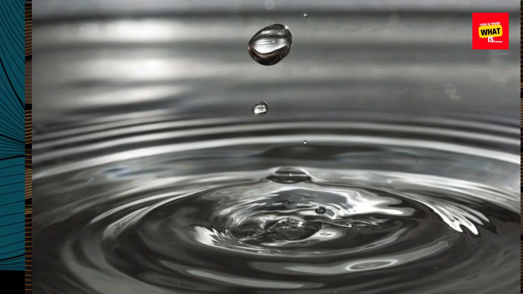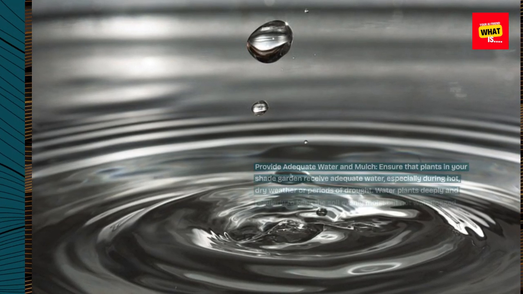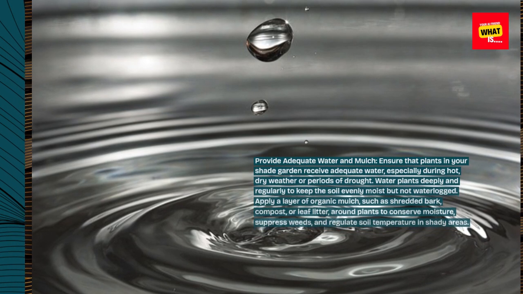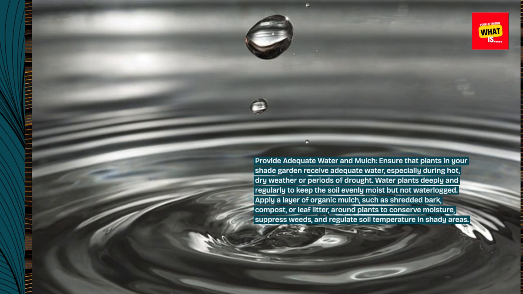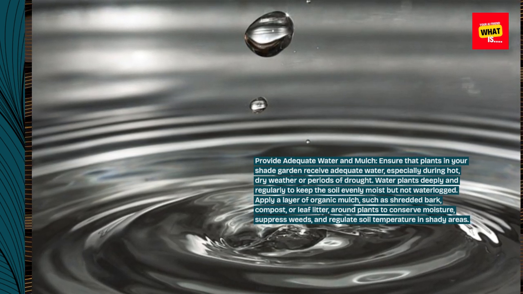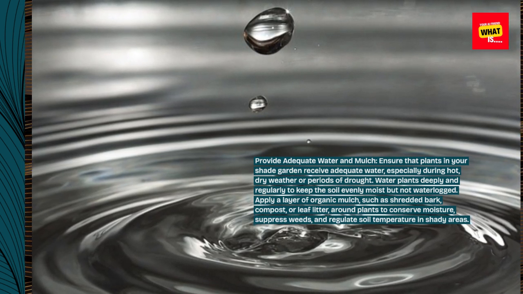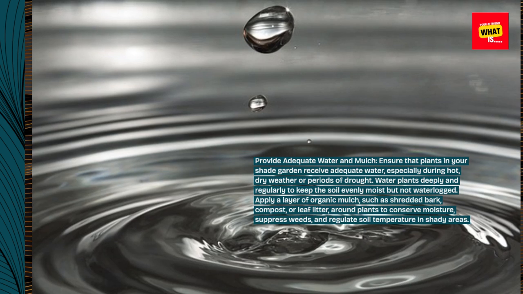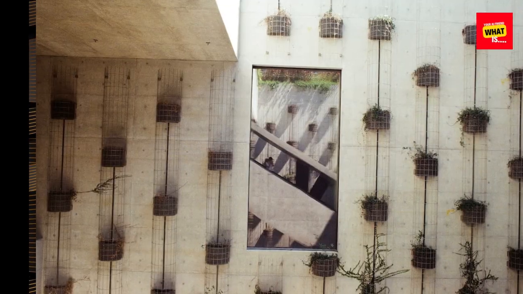Provide adequate water and mulch. Ensure that plants in your shade garden receive adequate water, especially during hot, dry weather or periods of drought. Water plants deeply and regularly to keep the soil evenly moist but not waterlogged. Apply a layer of organic mulch, such as shredded bark, compost, or leaf litter, around plants to conserve moisture, suppress weeds, and regulate soil temperature in shady areas.